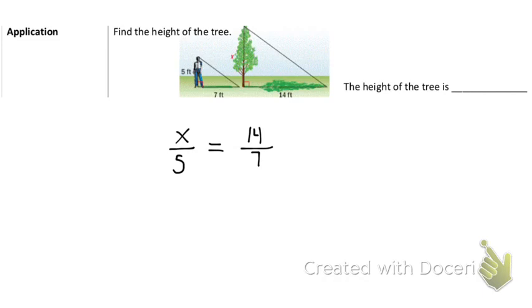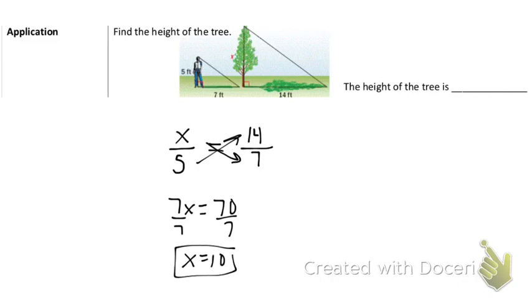We are going to cross multiply and solve. So 7x is going to equal 70. Divide both sides by 7. X equals 10. So the height of the tree is 10.